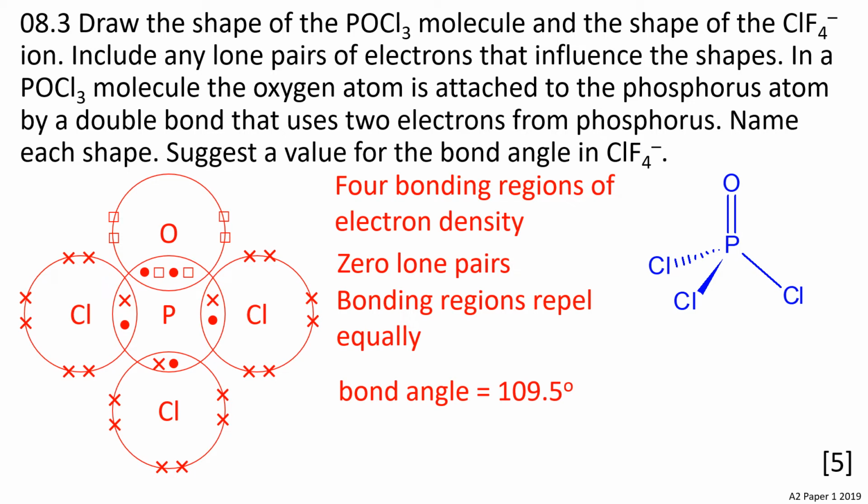The double bond is shown with the 2 lines there. The chlorine is in the same plane as the phosphorus, that's the solid line, the wedge coming out of the plane, and the dotted line, the bond going into the plane, and that's a tetrahedral structure.